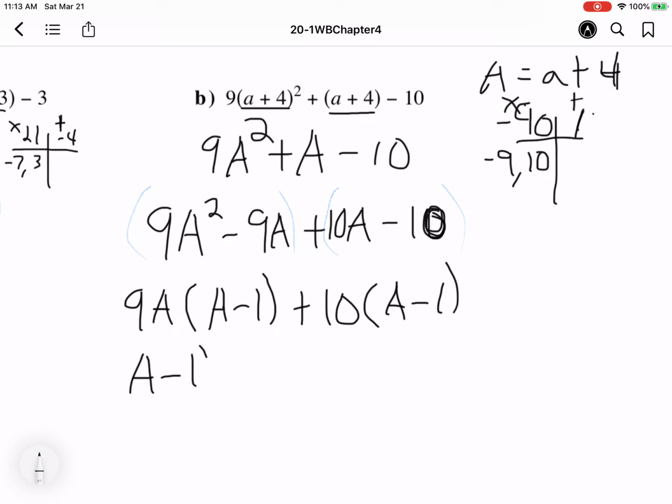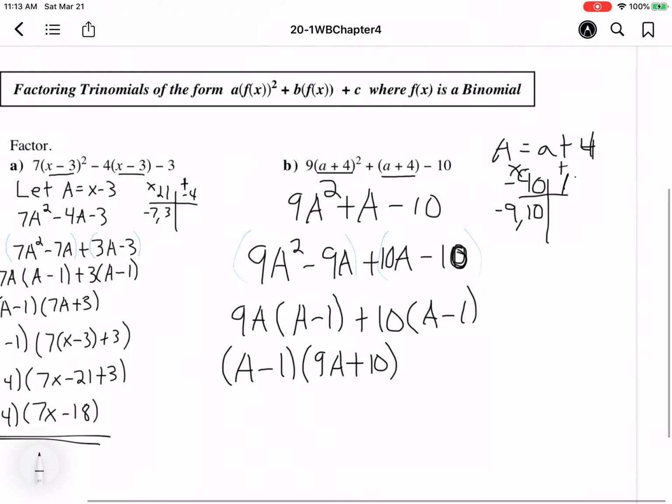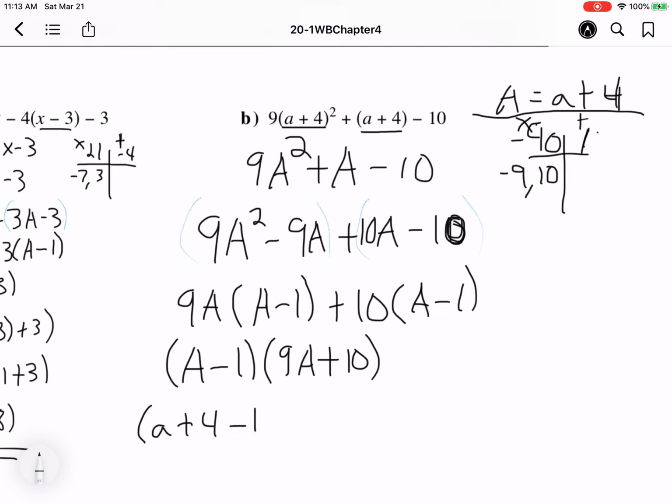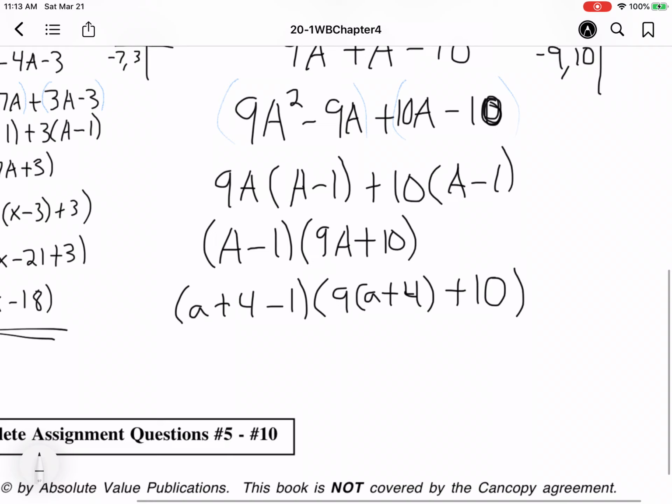A minus 1 and 9A plus 10. All right, so we've done the decomposition, but now we need to substitute back in what we originally used. This A represented a plus 4. So we're going to do a plus 4 minus 1 and 9 times a plus 4, plus 10. Now that's going to work just fine. Now we've got to simplify this.